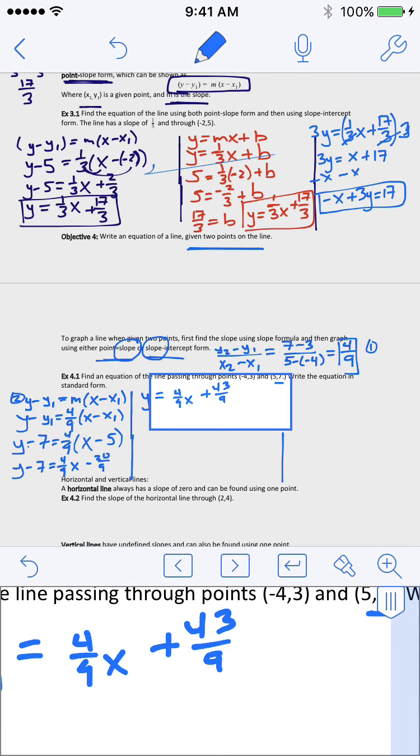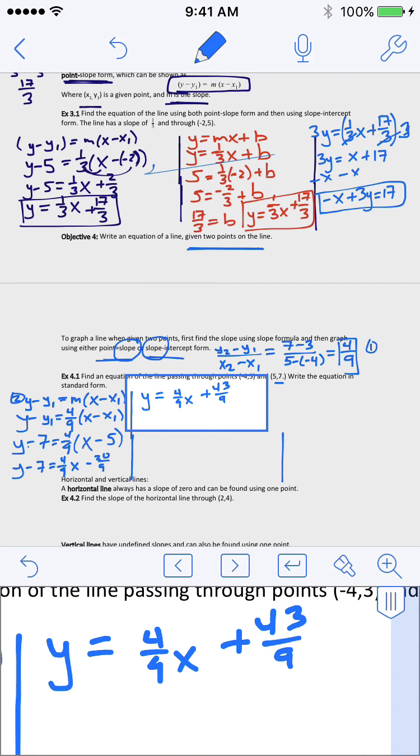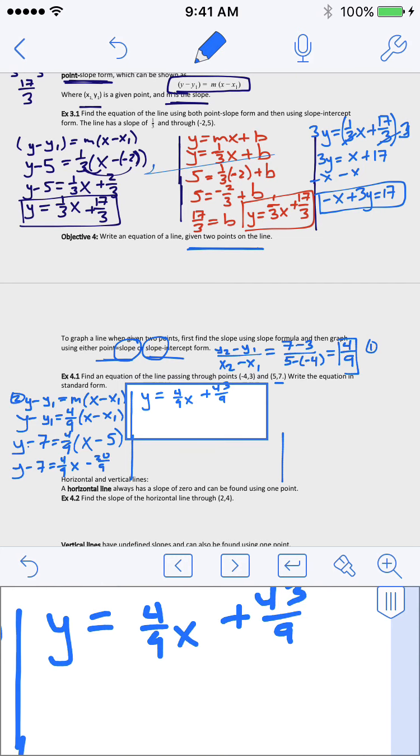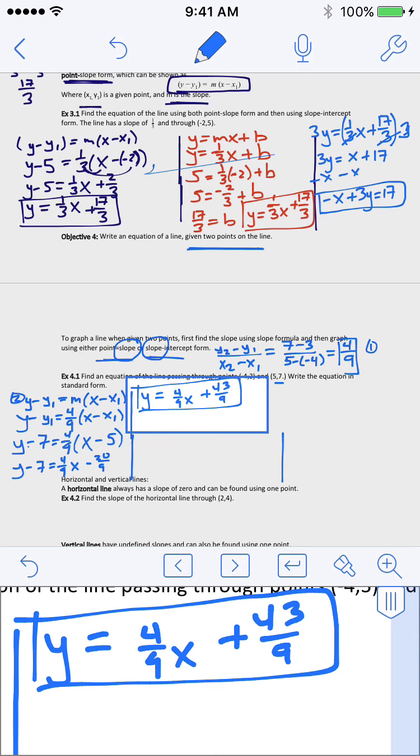Go ahead and pause. Mr. Walsh or the sub, whoever it may be, can show you on the board, or you can go ask questions. They can do it on your paper, things like that. But it does end up being 43/9. Okay, cool. And that would be our point slope form.